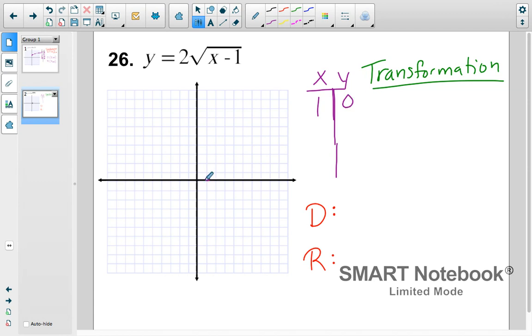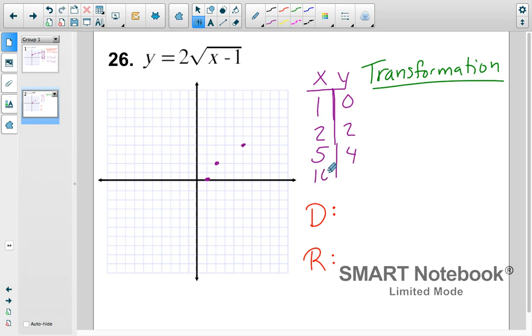Now I'm going to go to 2. 2 minus 1 is 1. Square root of 1 is 1. 1 times 2 is 2. So 2 is my next point. Now I'm going to pick 5 for my next point. 5 minus 1, 4. Square root of 4 is 2. 2 times 2 is 4. So I go right 5, 1, 2, 3, 4, 5. Up 4, 1, 2, 3, 4, right there.